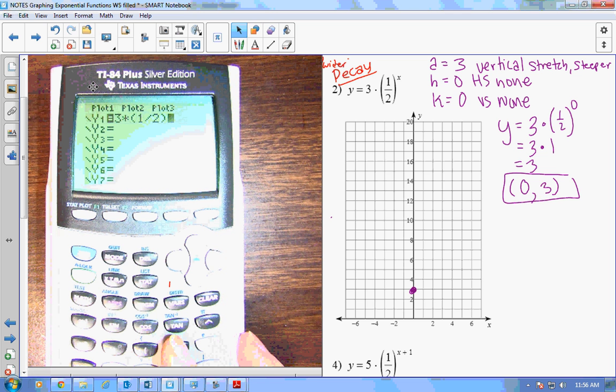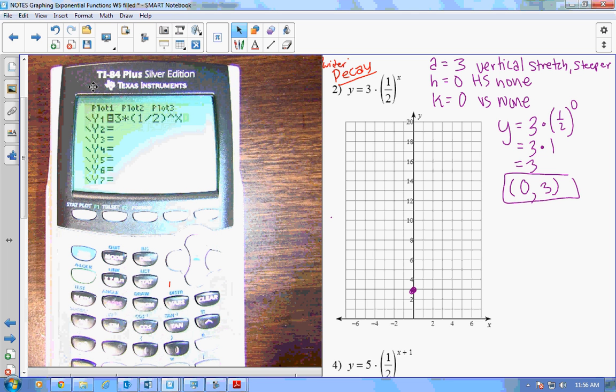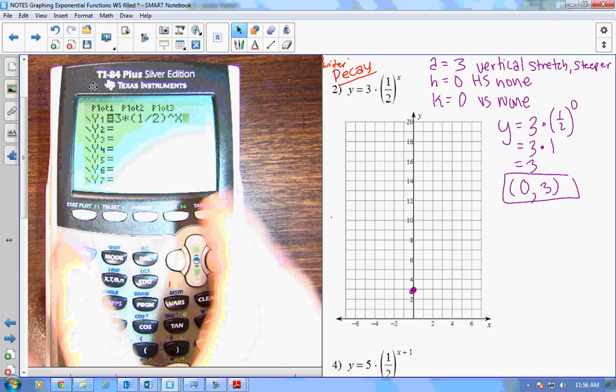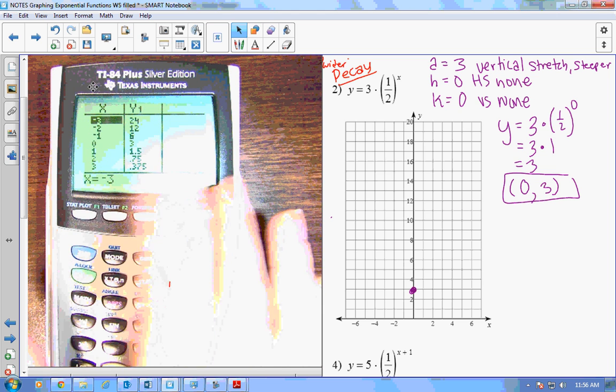Close the parentheses. How do I do an exponent? This caret, it's right here, right above the division sign. If you can see where my finger is, right above the division sign is the caret. X. And then how do I get that list of points? Second table, or that graph button, second graph.